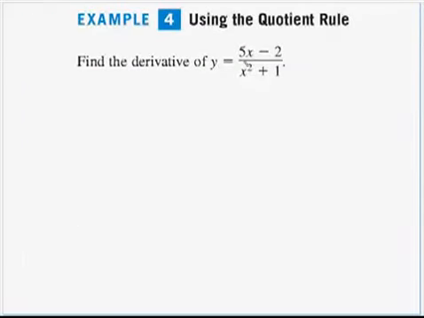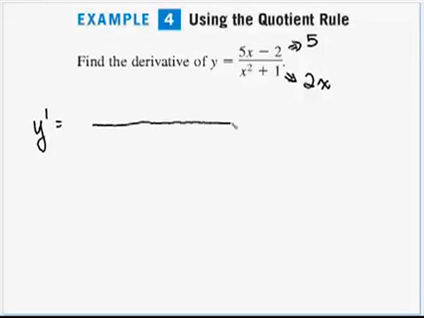Find the derivative of y equals this. So we're going to find y prime. Our numerator function is 5x minus 2. The derivative of that is a nice easy 5. Our denominator, or our low function, is x squared plus 1. That derivative is 2x. So we just plug it into the proper place in our quotient according to the jingle.